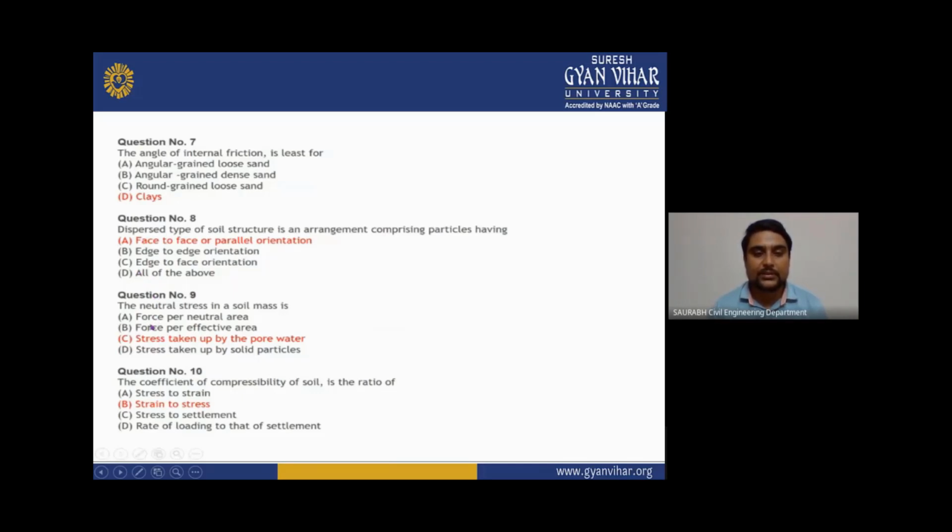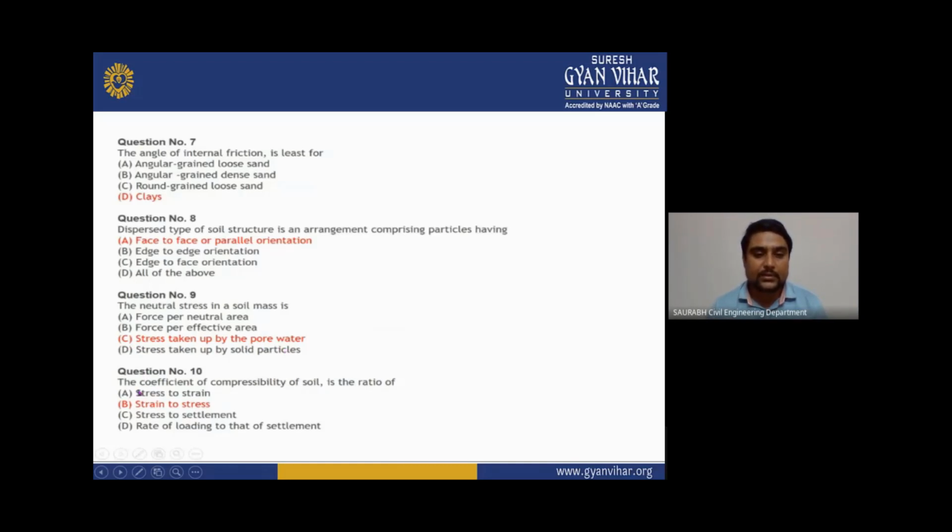Come to the ninth question. The neutral stress in the soil mass is force per neutral area, force per effective area, stress taken by the pore water, or stress taken by the solid particles. Here the right answer will be stress taken up by the pore water.